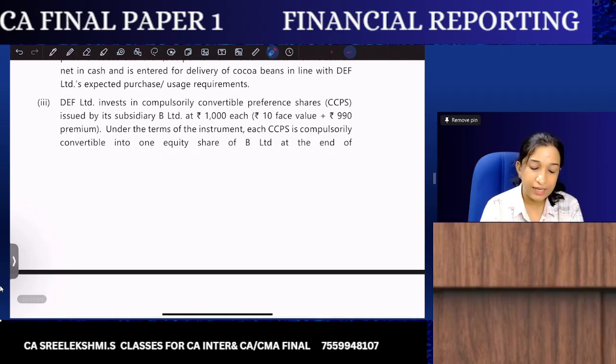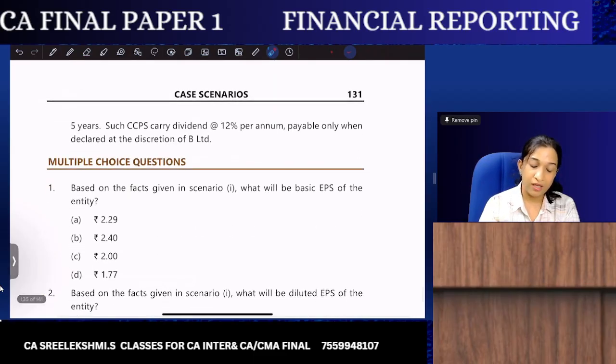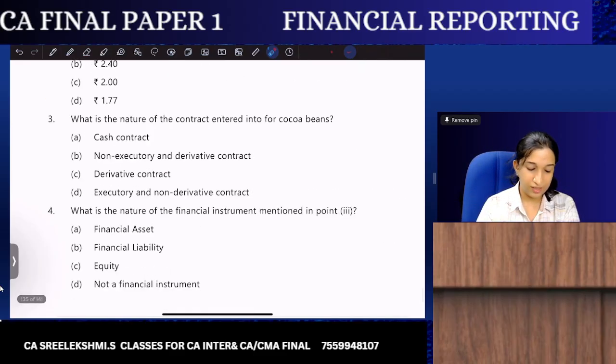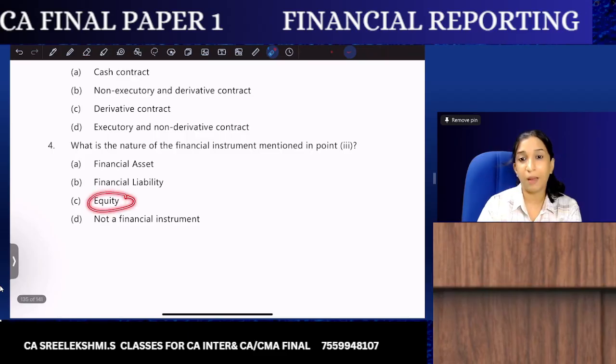What is the nature of financial instrument? DEF Limited invests in compulsorily convertible preference shares (CCPS) issued by its subsidiary B Limited at rupees 1,000. 10 rupees face value and 990 premium. Under the terms of the instrument, each CCPS is compulsorily convertible into one equity share at the end of 5 years. Such CCPS carry dividend at 12% per annum, payable only when declared at the discretion of B Limited. So we have seen a similar question. So here it is, what is the nature of contract? Equity. Compulsory convertible with discretionary dividend as equity.